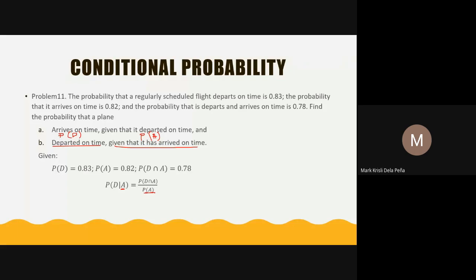Substituting these values into the right side of the equation, that will be 0.78 divided by 0.82, which is approximately equal to 0.952. So the probability that the plane departed on time, given that it has arrived on time, is 0.9512.